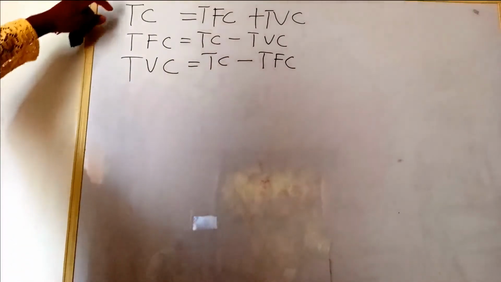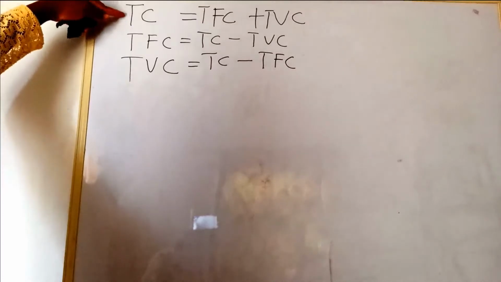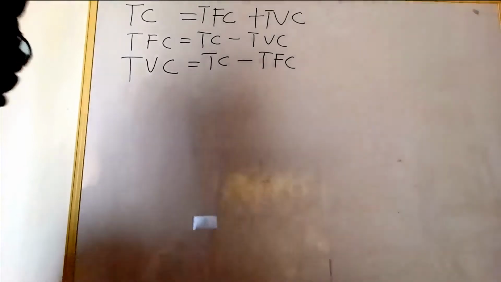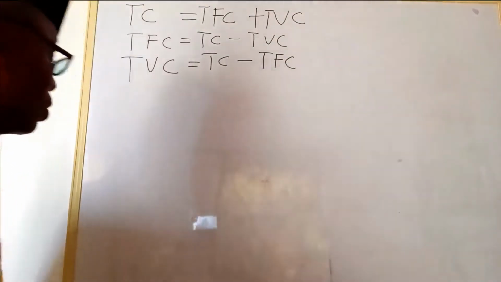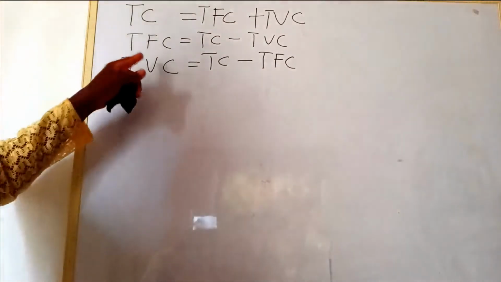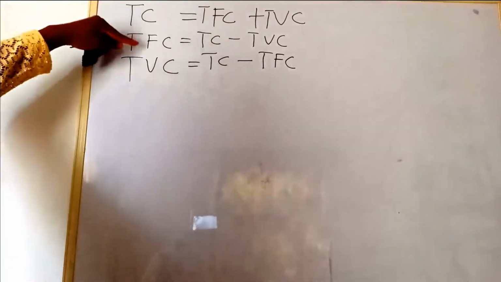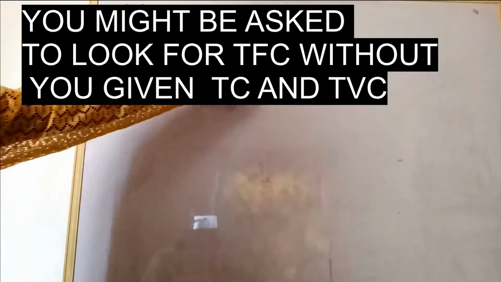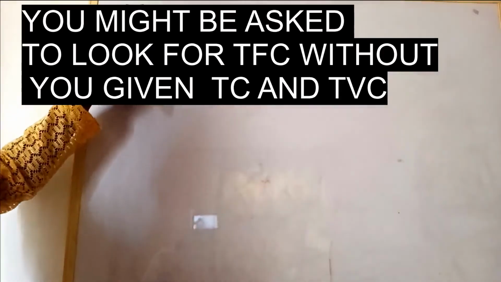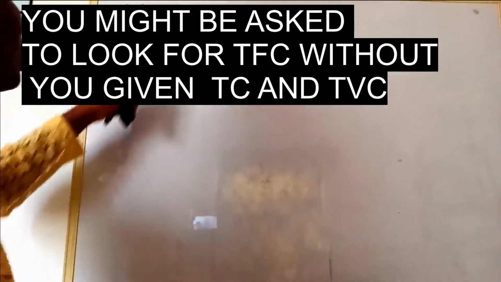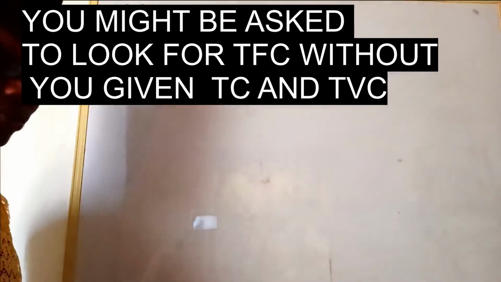Now, this is one of the ways to look for total cost, total fixed cost, and total variable cost. There are questions. Some questions will ask you to look for total fixed cost when you are not given either this or this, but you'll be given this and asked to look for this and this. But in such cases, you'll always be given the quantity Q. So this is what I'm trying to say.